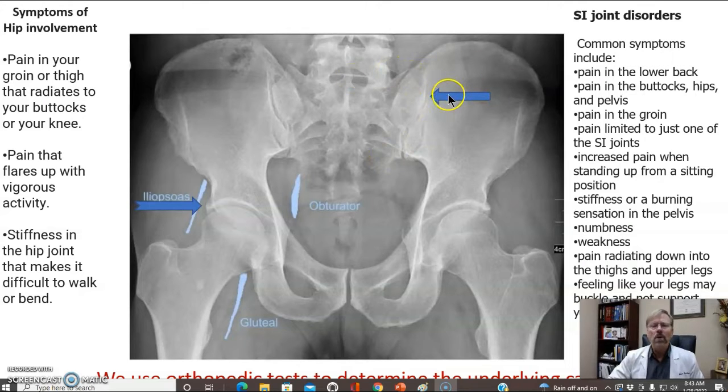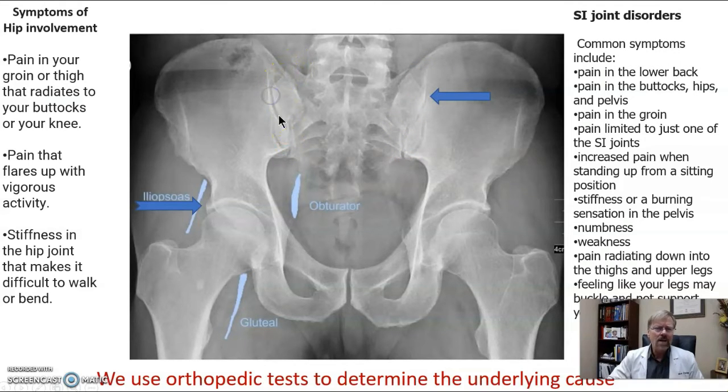Now, looking at the pelvis up close, and this is an x-ray, what I want you to see, the blue arrow here is showing you the SI joint. It's kind of a faint line. You can see it on both sides, but notice the triangular area here. That is the sacrum. Here are the ilium or the hip bones. The sacrum is in the middle. Where they meet is called the SI joint.